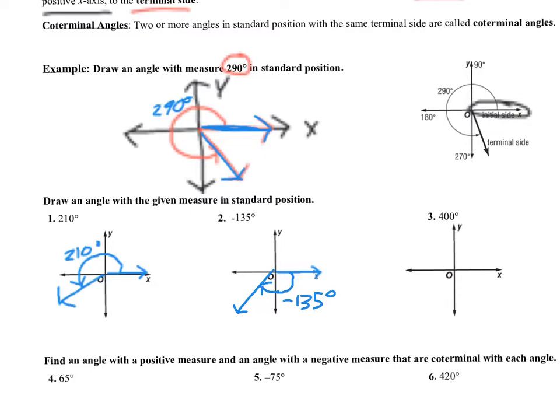Alright, number 3 is positive, and it's bigger than 360 degrees. So again, initial side is where it always is. We rotate. So I go 360 degrees, and then I go 40 more to make 400. And now I draw the terminal side, and I label how far we went.